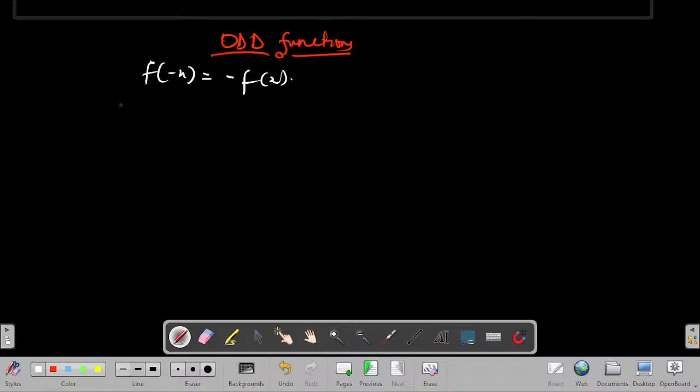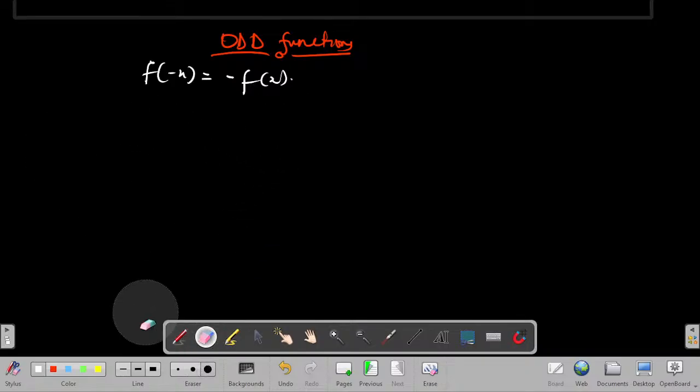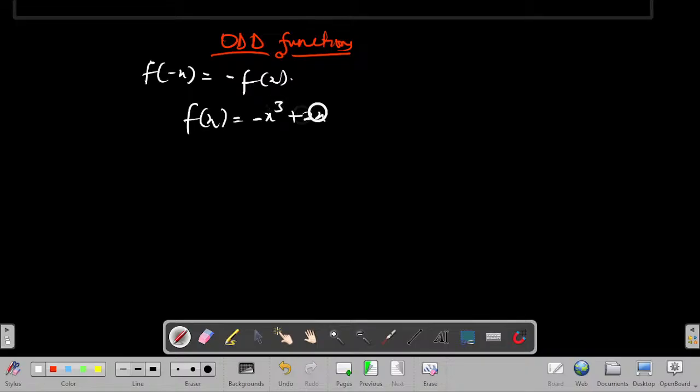So therefore, if I give you f of x is equal to x squared, right? This will give us testing f of negative x. Oh, sorry, f of x equals x. Even that's too basic for me to use as an example. Let's use a different example here. So given f of x is equal to negative x cubed plus 2x.